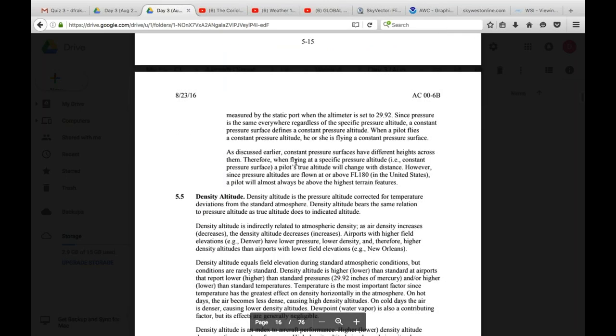So therefore, when flying at a specified pressure altitude, a constant pressure surface, a pilot's true altitude will change with distance. However, since pressure altitudes are flown at or above flight level 180, a pilot will almost always be above the highest terrain features. So once we're above that, we're not really worried about it because that's going to be above most terrain features. That's why we basically do that, and it makes it a whole lot easier for the pilots.